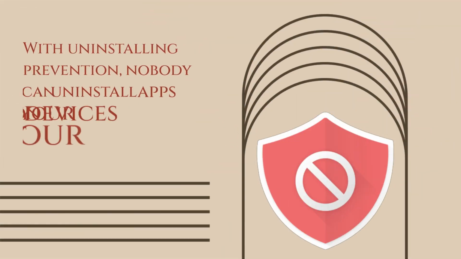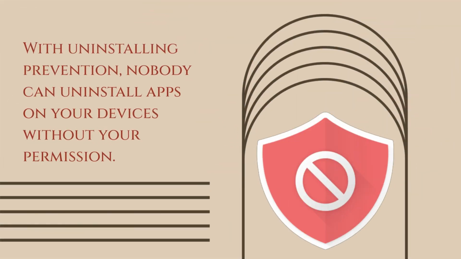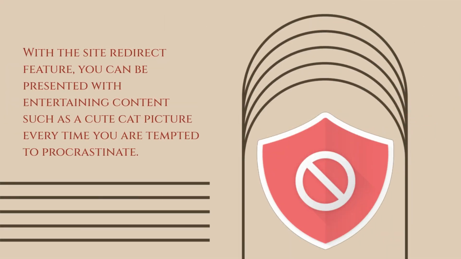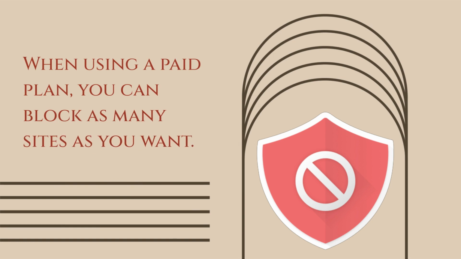With uninstalling prevention, nobody can uninstall apps on your devices without your permission. With the site redirect feature, you can be presented with entertaining content such as a cute cat picture every time you are tempted to procrastinate. When using a paid plan, you can block as many sites as you want.